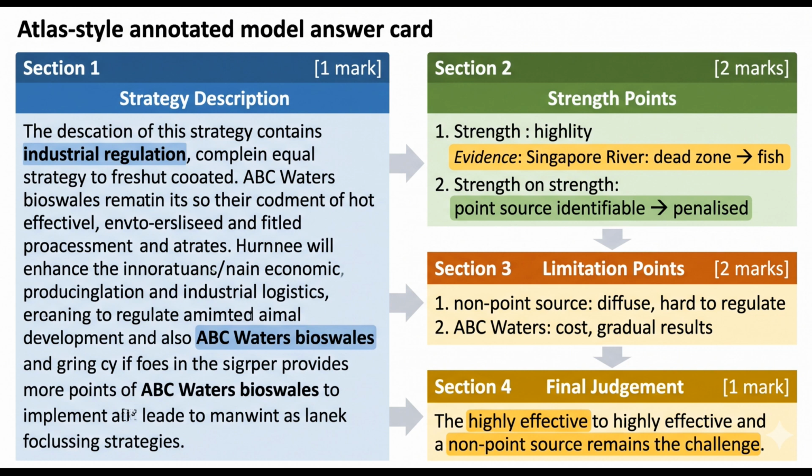Marks 4 and 5. Limitations. However, non-point source pollution from construction sites, roads, and urban runoff is much harder to regulate. It comes from countless diffuse sources and cannot be monitored at source. The ABC Waters program addresses this through green infrastructure, but these measures filter rather than eliminate pollution and require ongoing maintenance and high upfront investment. 2 limitation ideas. 2 marks.